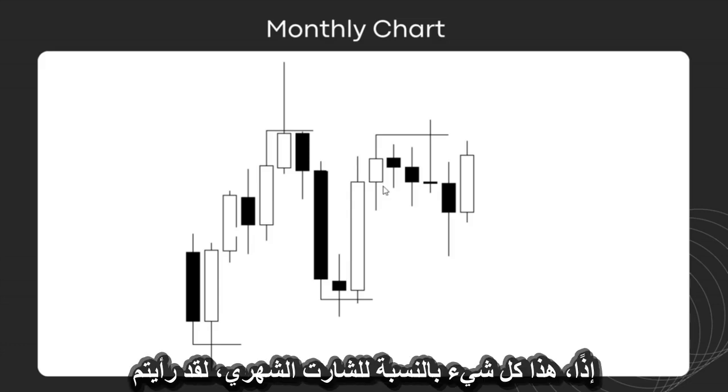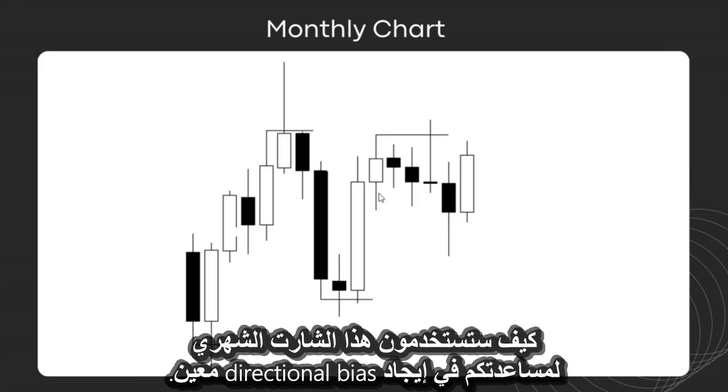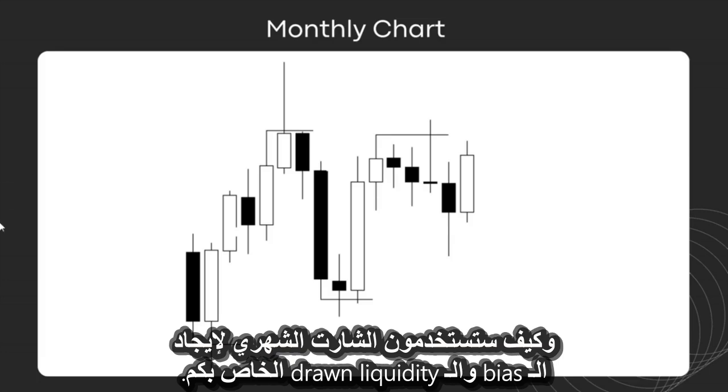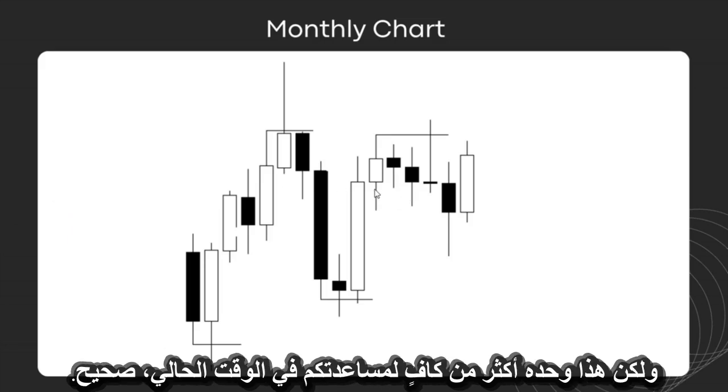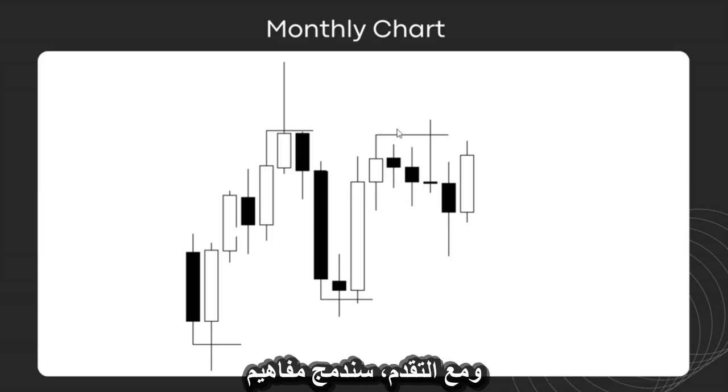So that was it for the monthly chart. You saw how you're going to use this monthly chart to assist you in finding a particular directional buys, and how you're going to use the monthly chart to find your buys and drawn liquidity, right? We've just discussed basic level technical knowledge right here, but this alone is more than enough to assist you for the time being, right? And moving on, we'll integrate other concepts and logics with it too.